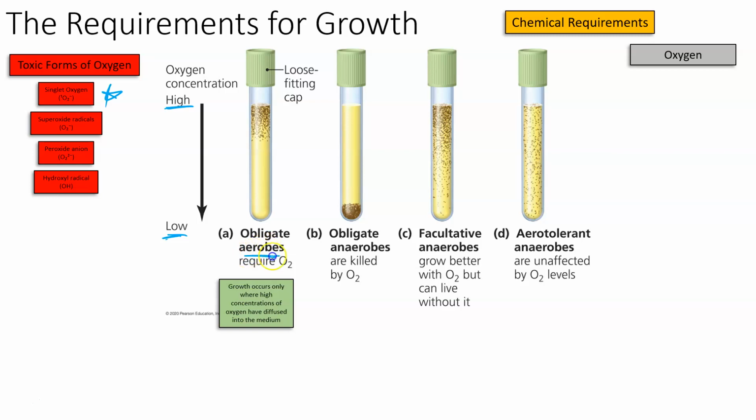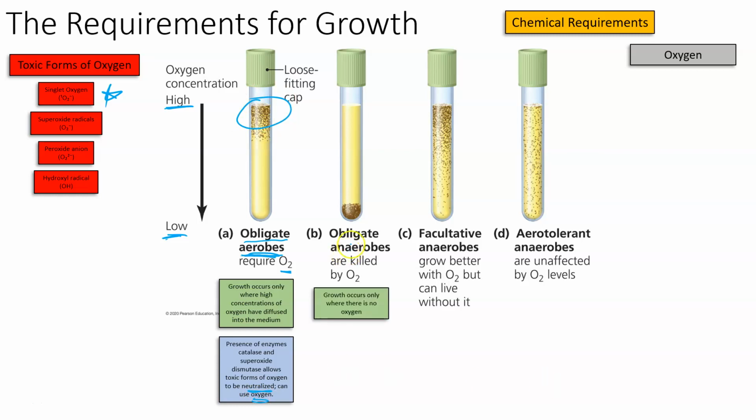So, obligate aerobes. These are organisms that require O2. They are obligated to be aerobic, meaning they're obligated to have oxygen present. So growth occurs only where high concentrations of oxygen have diffused into the media, and that's important to note. They just require oxygen, and so they have presence of enzymes catalase and SOD. We just talked about what those are. Catalase obviously is going to break down the hydrogen peroxide. Superoxide dismutase is going to break down those superoxide radicals. And so they allow toxic forms of oxygen to be neutralized, and they therefore can use oxygen. So they are only going to grow in areas where oxygen is very high.